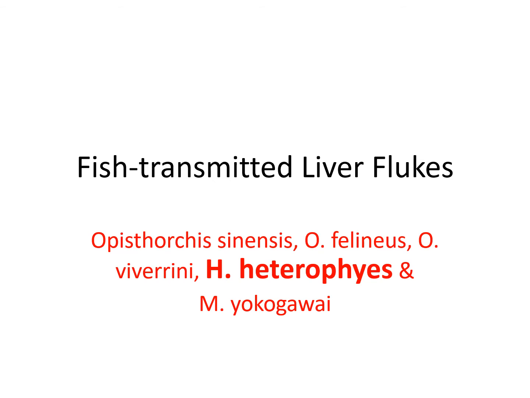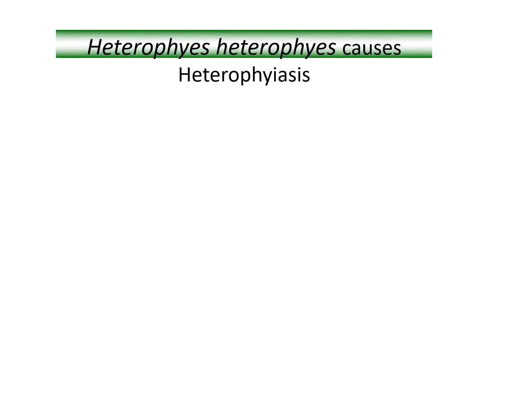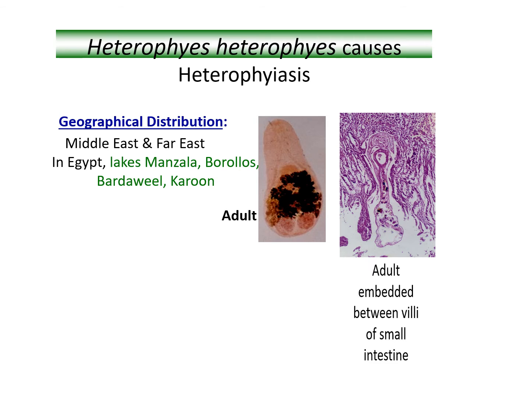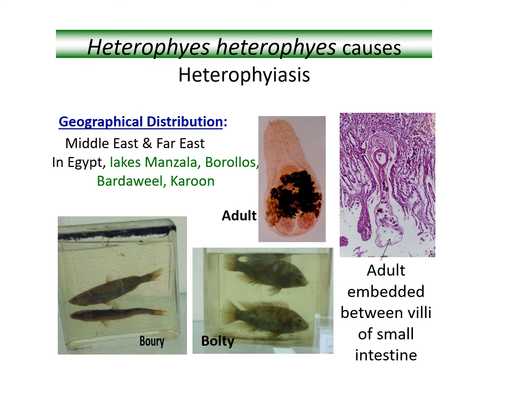Fish transmitted liver flukes, Heterophyes. Causes: geographical distribution, Middle East and Far East. In Egypt, the lakes of Manzala, Burullus, Bardawil, and Qarun. This is the adult, embedded between villi of the small intestine. This is the bouri, this is the bouri, which harbor encysted metacercariae.